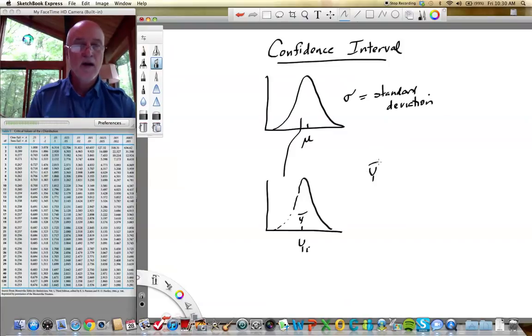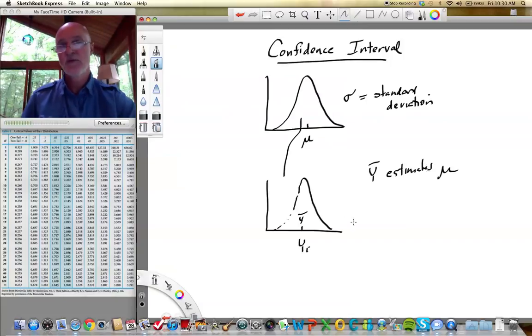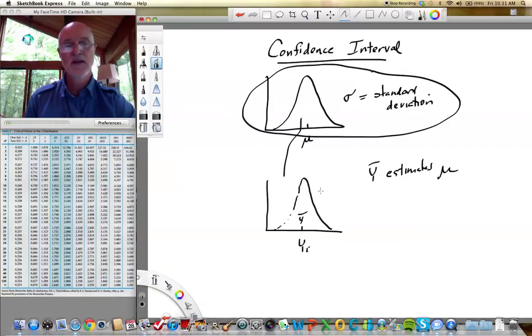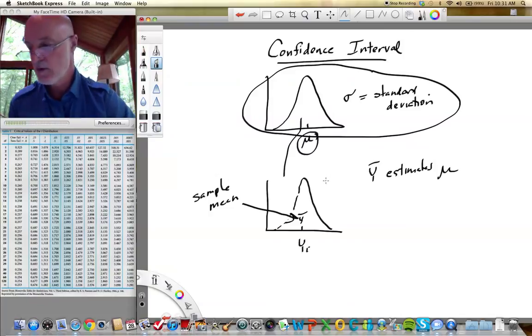And y bar estimates the true parametric mean mu, which is really what we care about. For any kind of test, we want to actually know about this parametric true population mean. And remember that our sample is an estimate of it down here. Our sample mean, given by y bar, is an estimate of this true population mean mu.